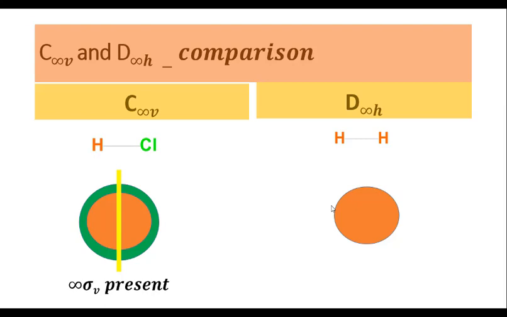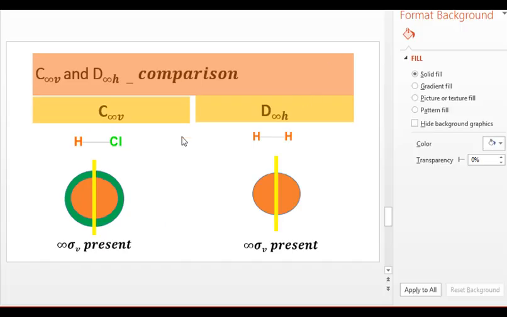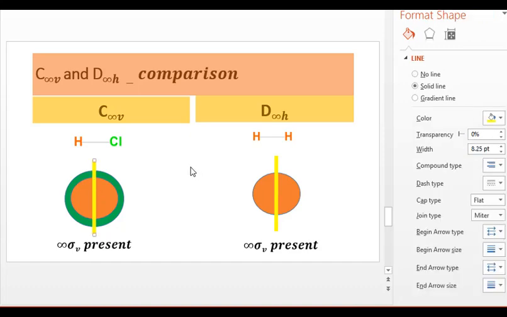One hydrogen atom eclipses another hydrogen atom, and you find only one brown sphere, and this can explain the presence of infinite C2 and infinite sigma v in the case of D infinity h and C infinity v. And in this appearance I have shown a yellow line here, and you can take it as a C2 axis, or if you keep a sheet perpendicular to the screen over this yellow line, that will be the sigma v plane.